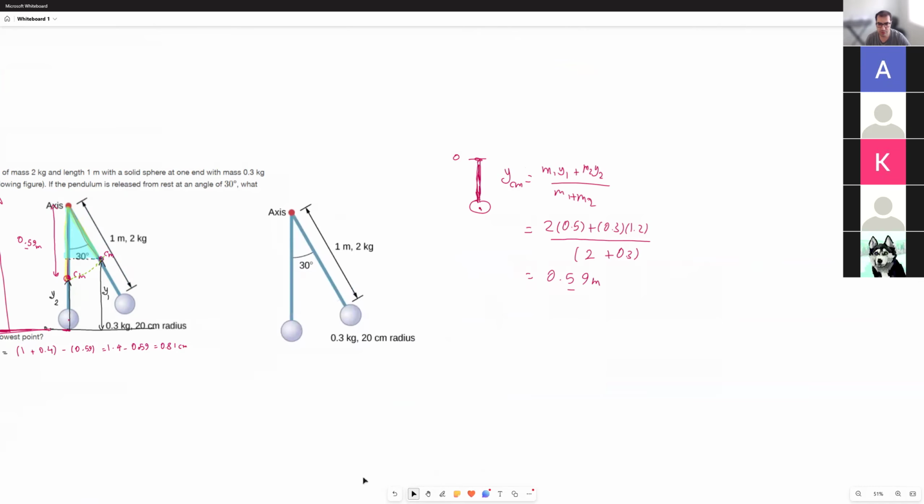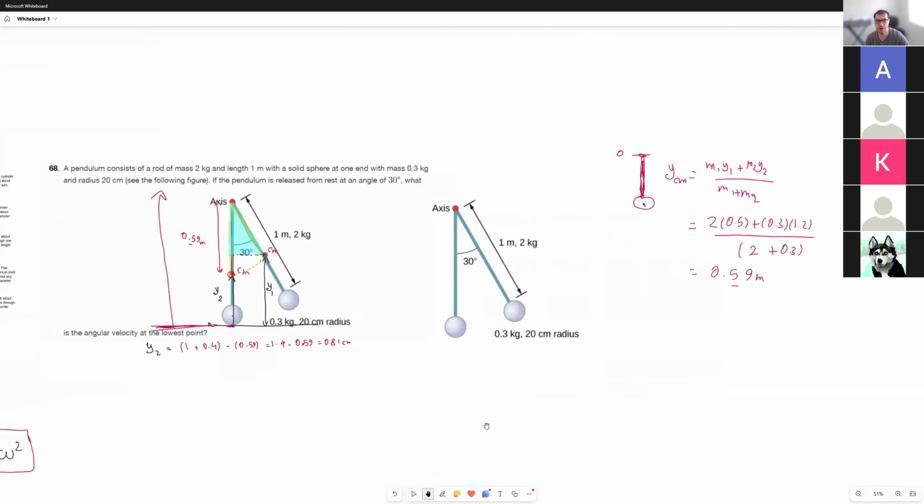Okay, now I want to find out y1. Again, I'm going to measure from this point to the center of mass. Everyone, how much is this if this is the center of mass? The red point that I drew is the center of mass. What is the length of that red line? 0.59.